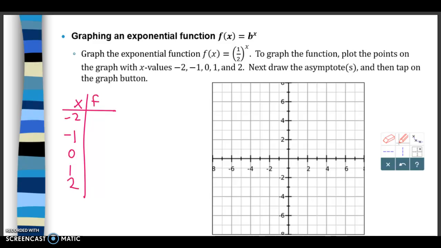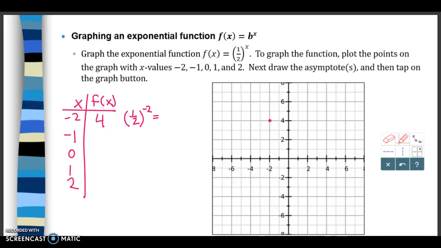But when I plug in -2 to this function, what am I going to get? 1/2 to the -2 power. I can plug that into my calculator and I will end up getting a 4. So at -2, I am at 4.